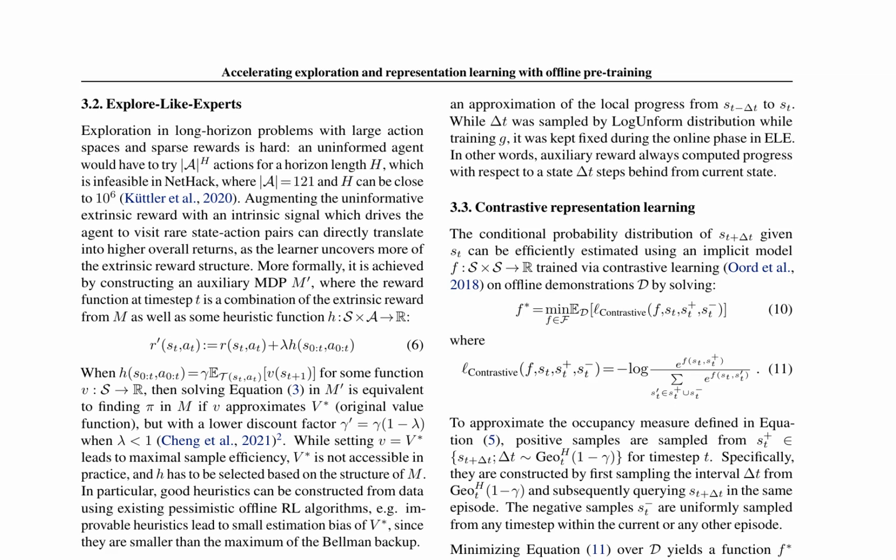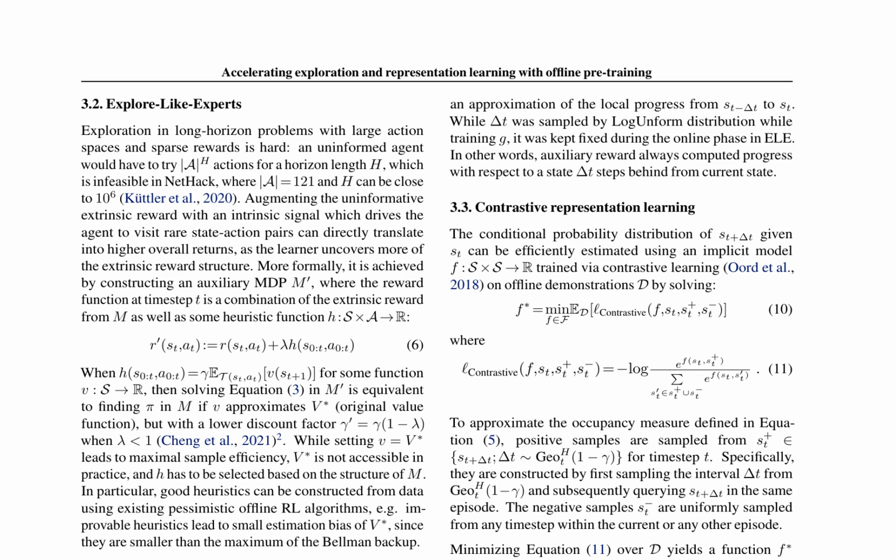In the context of accelerating exploration and representation learning in long-horizon problems with large action spaces and sparse rewards, two key concepts are introduced: the Explore-Like-Experts, ELE, algorithm and contrastive representation learning. The ELE algorithm utilizes a pre-trained progress model to guide exploration by evaluating the progress in the task through a monotonically increasing function of states. This function is learned from optimal data, where progress is maximal.